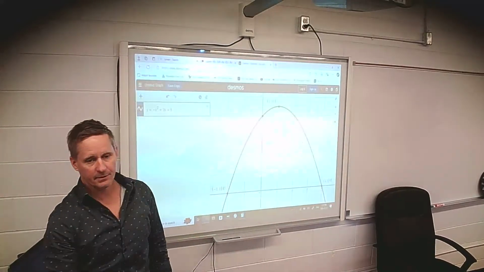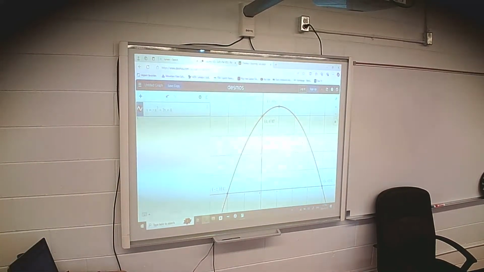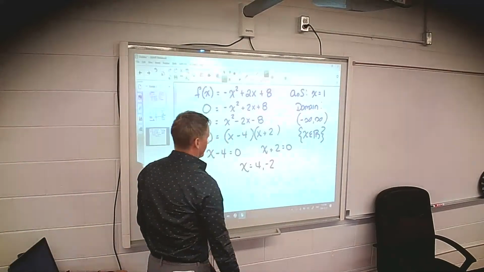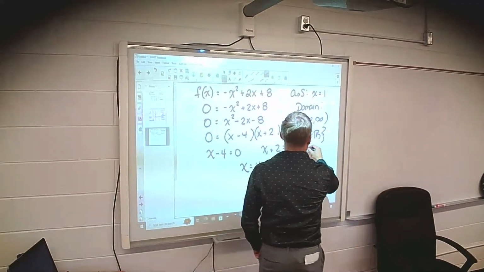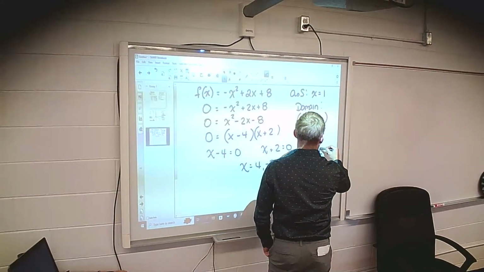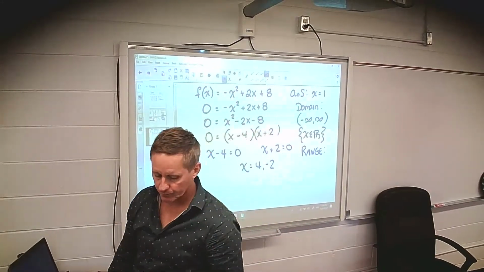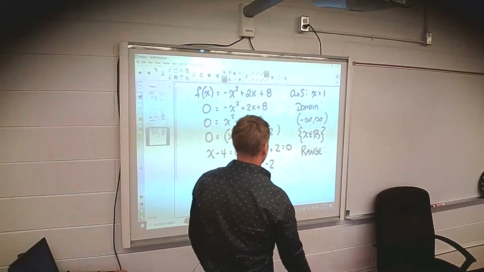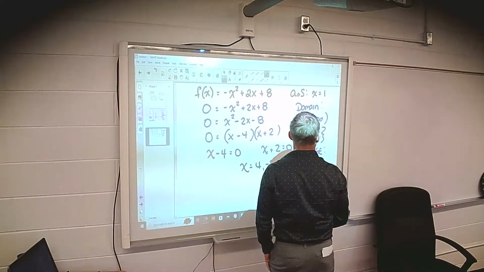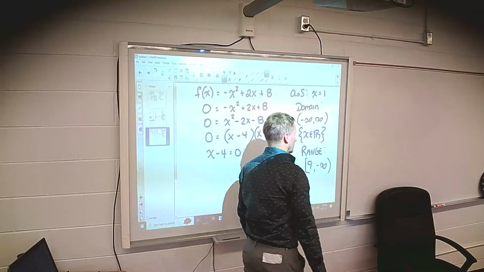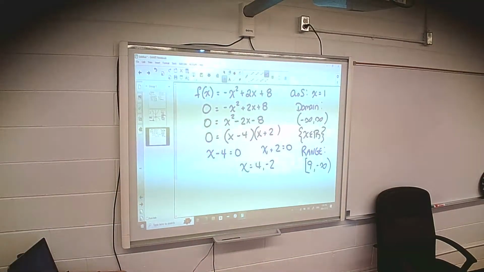Somebody, give me the range. Less than or equal to negative... Less than or equal to 9. Okay. How do we want to write it? Range. Now what? Square bracket 9, and then comma negative infinity. We agree? Yeah? Anybody want to disagree?